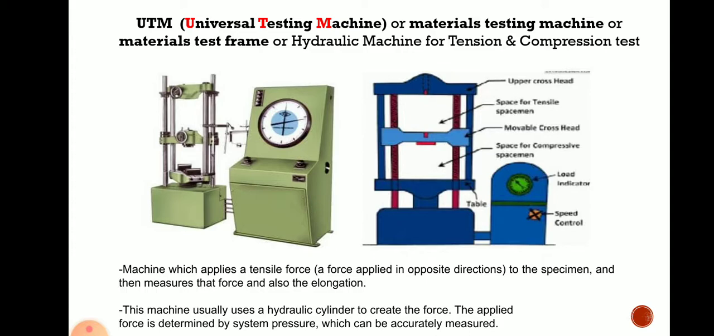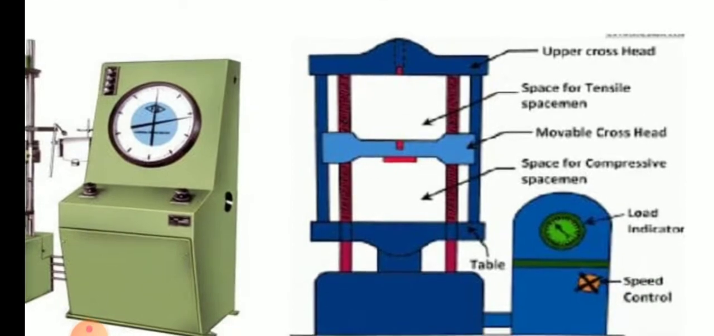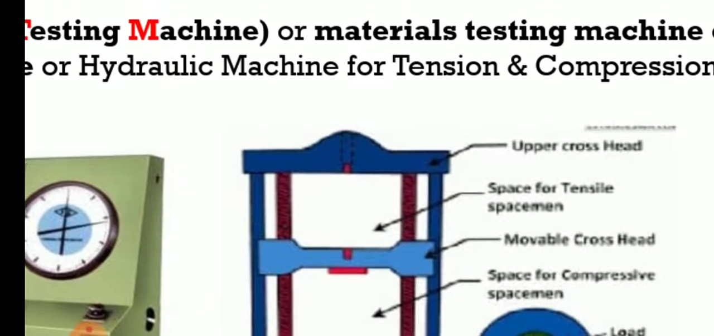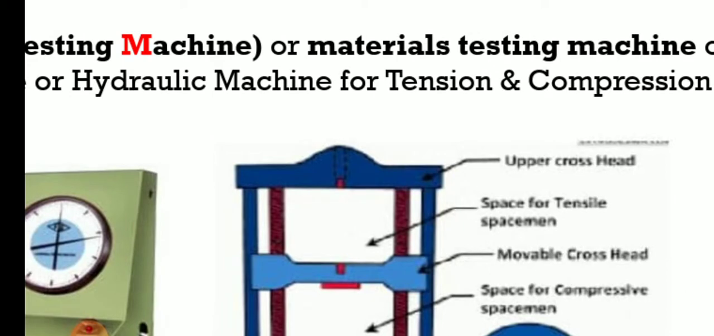So consider this machine: in the upper portion, there is the space for the tensile specimen. In that, a movable crosshead is there and an upper crosshead is there. The upper crosshead is fixed, and the movable crosshead can move along these arms. The specimen is fixed between the movable crosshead and the upper crosshead, so that after moving the movable crosshead in the downward direction, we can apply the tensile force on that component or specimen.